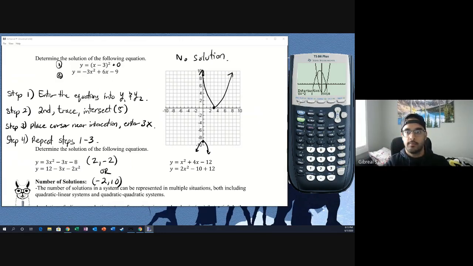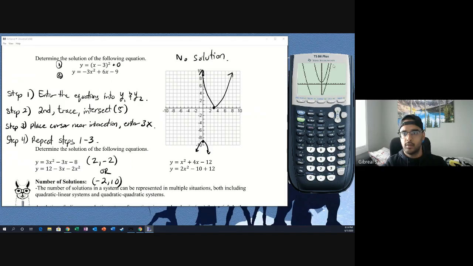Let's try this other one. So y equals, clear out everything. x squared plus 4x minus 12. Underneath, 2x squared, that's a -10 and a plus 12. You can combine those, and it will be plus 2. I'll hit graph. Okay, so there's the first one.